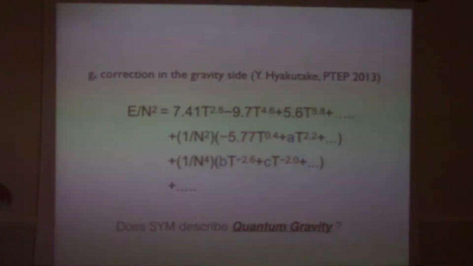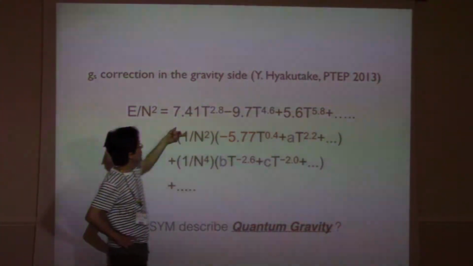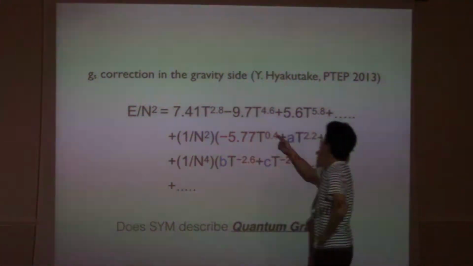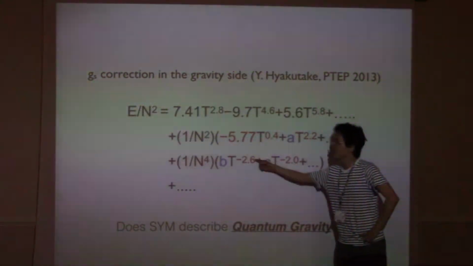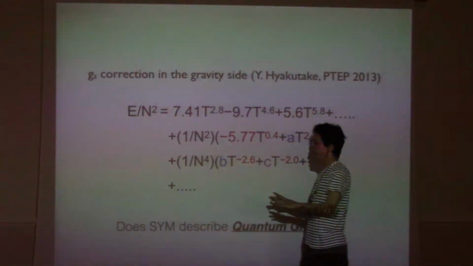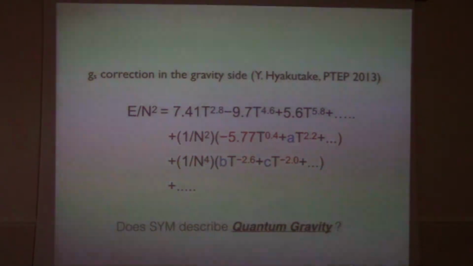The GS correction on the gravity side is calculated by Hyakutake, and his calculation is very hard, so I cannot really follow it. This first line was our numerical result, and he calculated the 1/N correction from the gravity side, and he said those numbers written in red letters can be determined explicitly. And these blue ones, A, B, C, cannot be determined without knowing further detail about the higher derivative correction. We want to see if we can reproduce this expansion from gauge theory simulation.